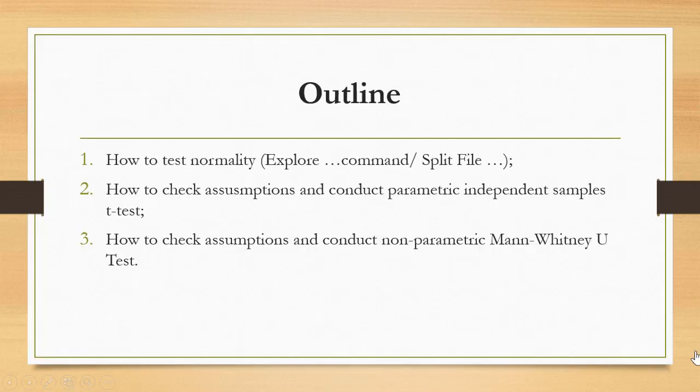So these are the main headings that I'm going to tackle. The first one is how to test normality by using the explore command, or split file in case of two groups or more, and how to check assumptions and conduct the parametric independent samples t-test. And in case there is a violation in assumptions or the type of data is ordinal, then we are going to see how to check assumptions and conduct the non-parametric Mann-Whitney U-test, because the non-parametric Mann-Whitney U-test also has some assumptions.